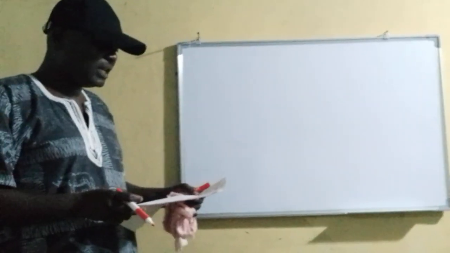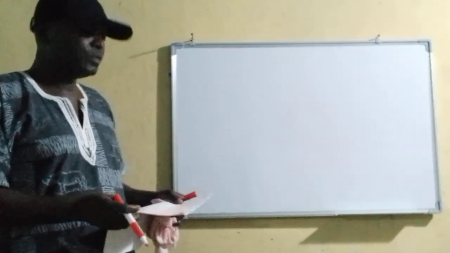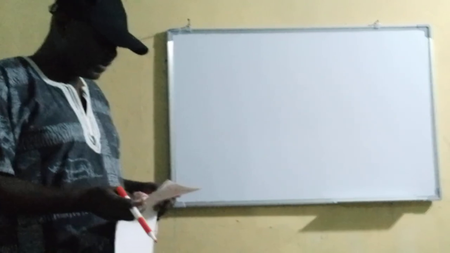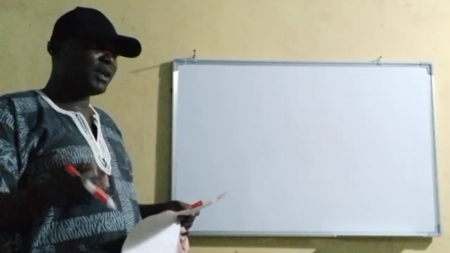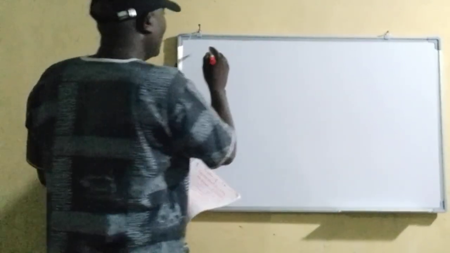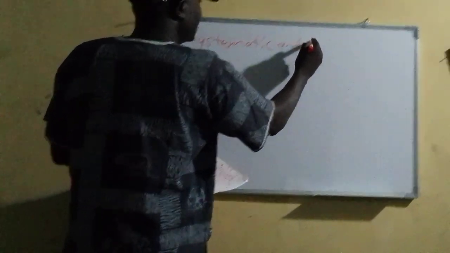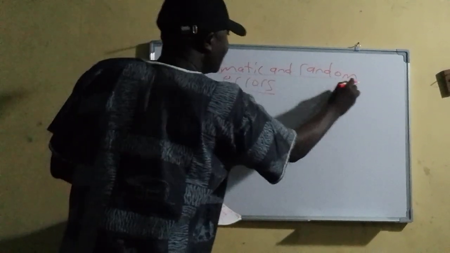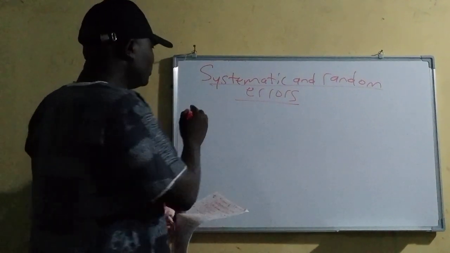We're going to consider systematic and random errors. We're still under the main topic, general physics. In experiments or in everyday measurements, we encounter two types of errors, which are systematic and random errors, when making measurements and carrying out experiments in physics. So our main topic for today is systematic and random errors. That is the main topic for this lesson. Right. So I'm going to start with systematic errors.